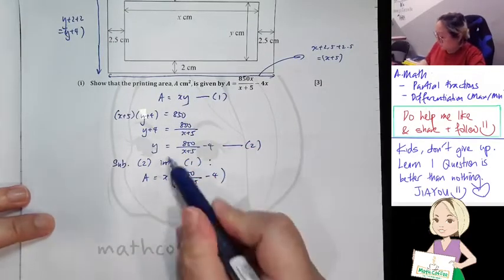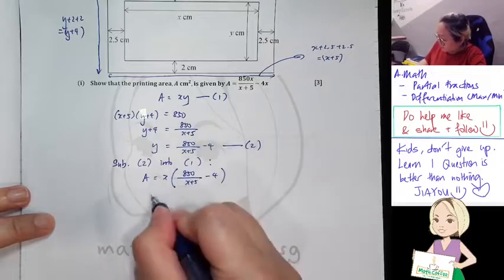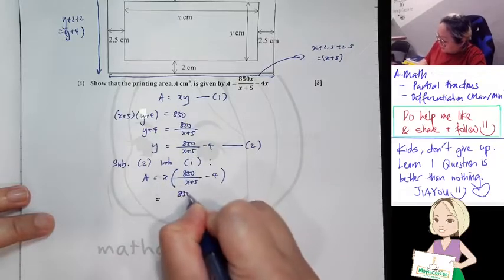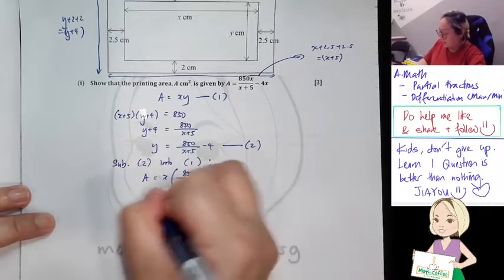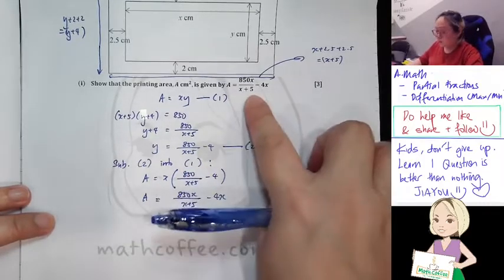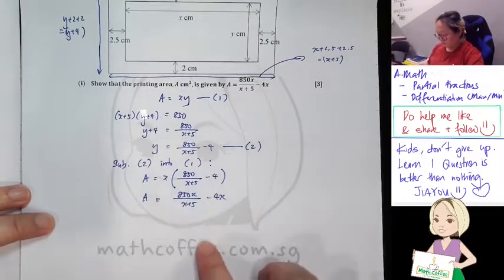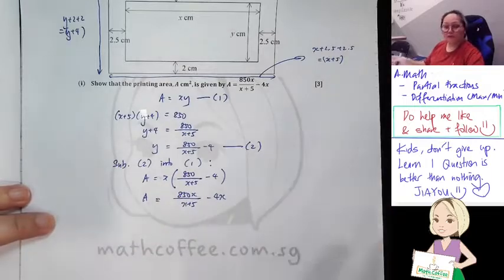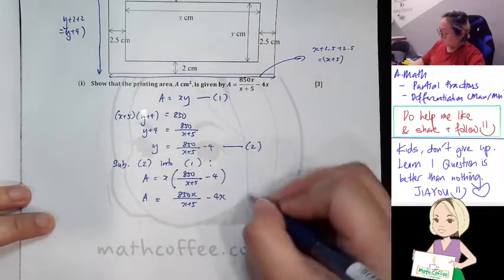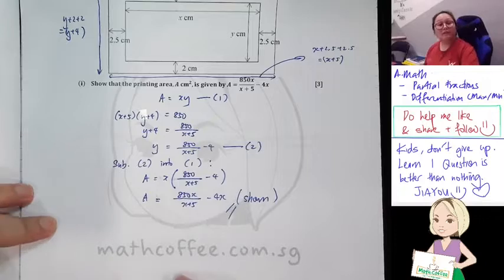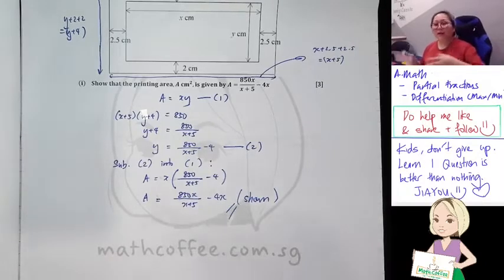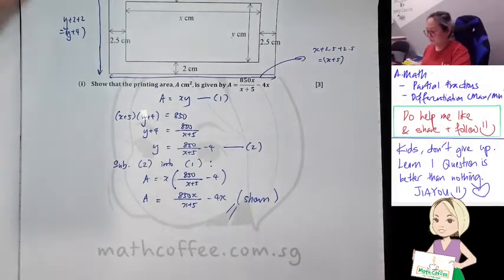And we go rainbow this. Rainbow, and we get 850x over x plus 5 minus 4x. And do you see that it's exactly the same as this one? I have a fly here. The fly also wants to learn math. Okay, so shown. And we are done with this part. Do you see how I link them together? Okay.